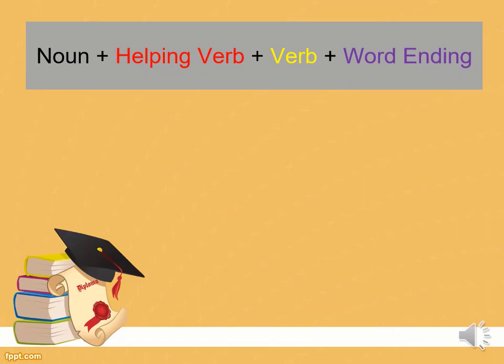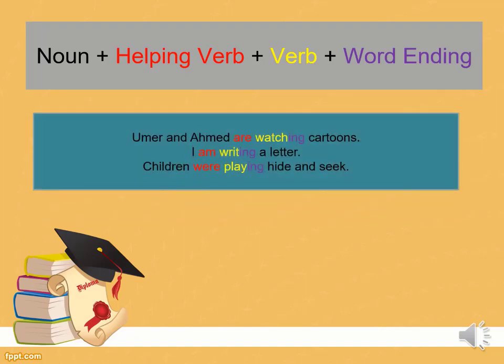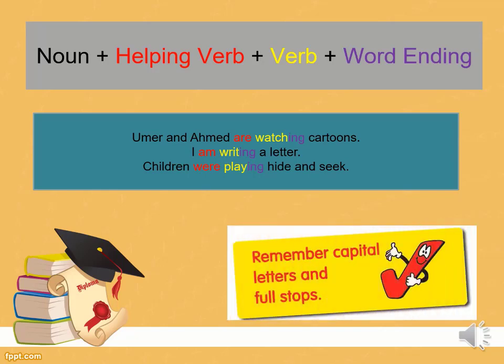Dear students, at times the action word we choose needs a helping verb in order for the sentence to make sense. For example, Umar and Ahmed are watching cartoons. I am writing a letter. Children were playing hide and seek.